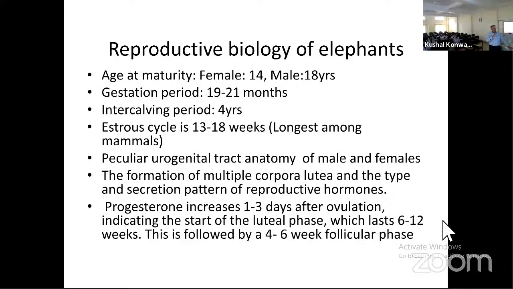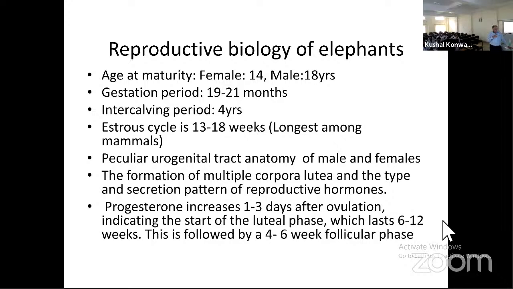The hormonal cycle is a little bit peculiar in elephants. The peculiar urogenital tract anatomy of male as well as female elephants, the formation of multiple corpora lutea, and the secretion pattern of reproductive hormones are peculiar. Many people don't know that there will be many corpora lutea in a pregnant elephant, unlike just a single corpus luteum in other mammals.